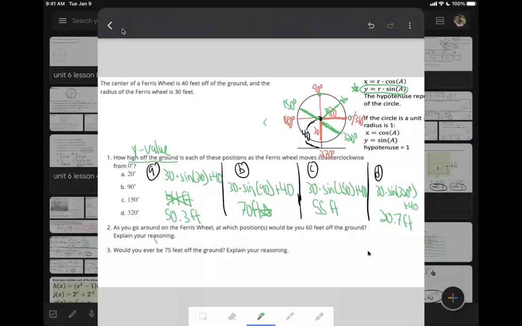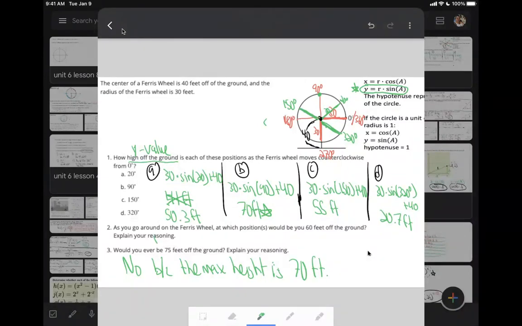So to answer the question, would you ever be 75 feet off the ground? The answer would be no. And the reason is because the max height is 70 feet. Okay? Because the maximum height occurs at the 90 degree mark, and we figured out that that height was 70 feet. So there's no way you will ever be more than 70 feet off the ground.